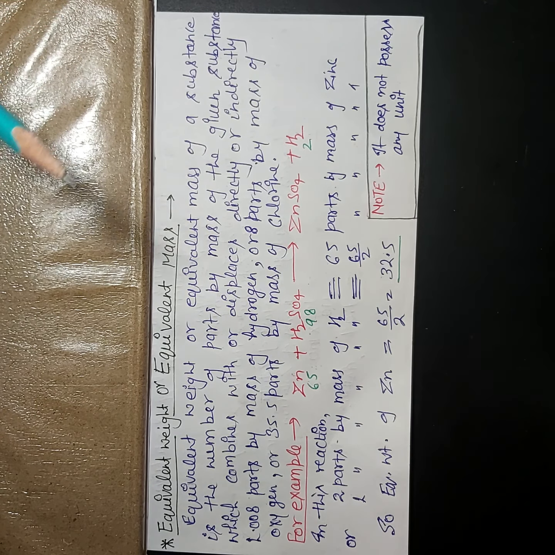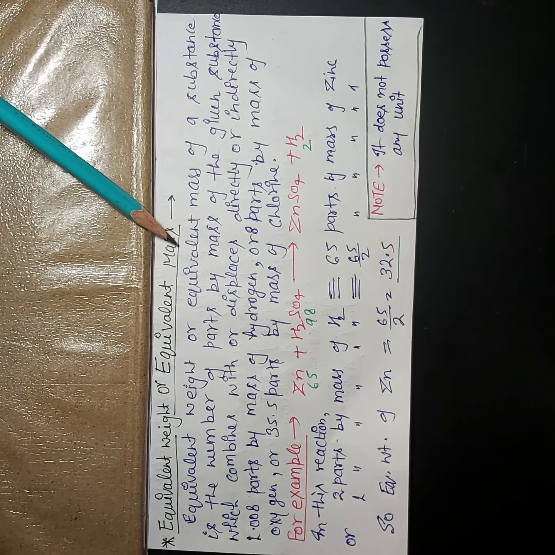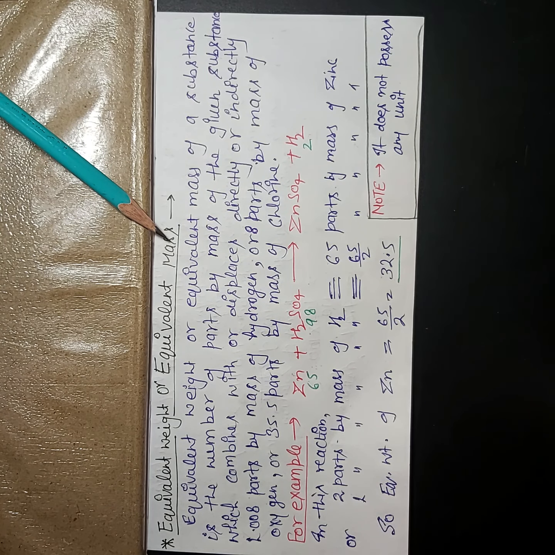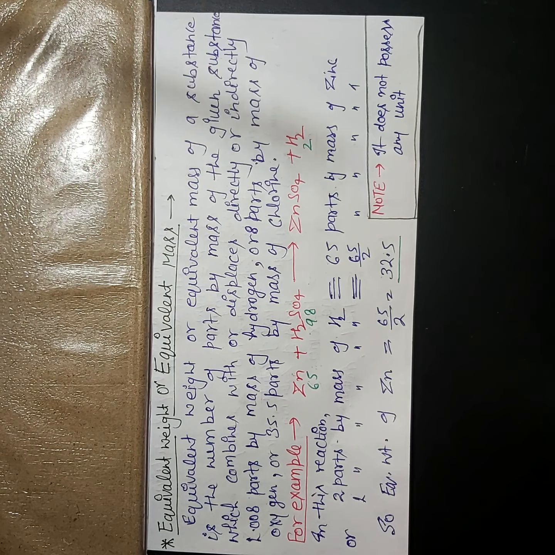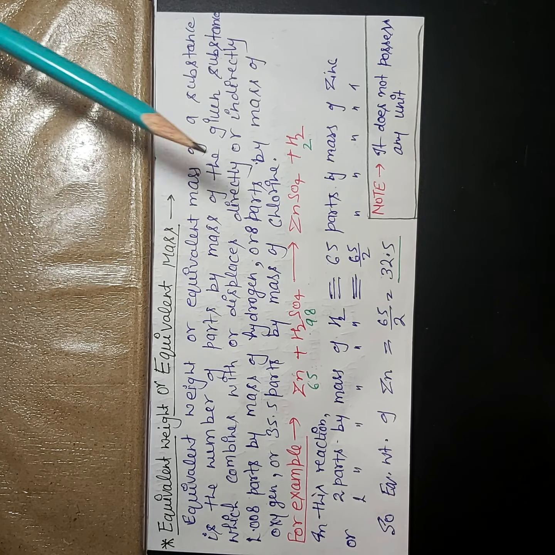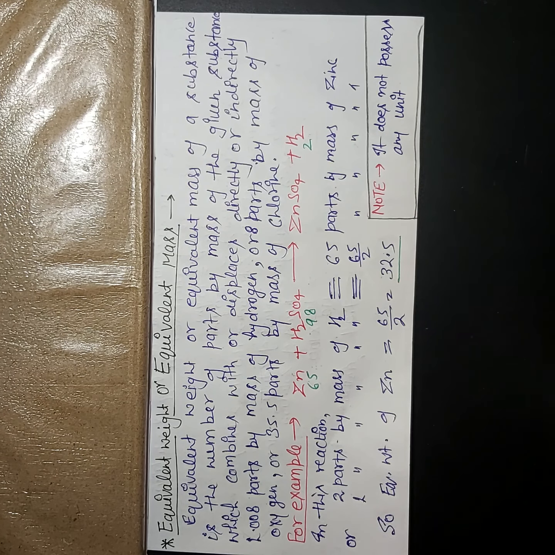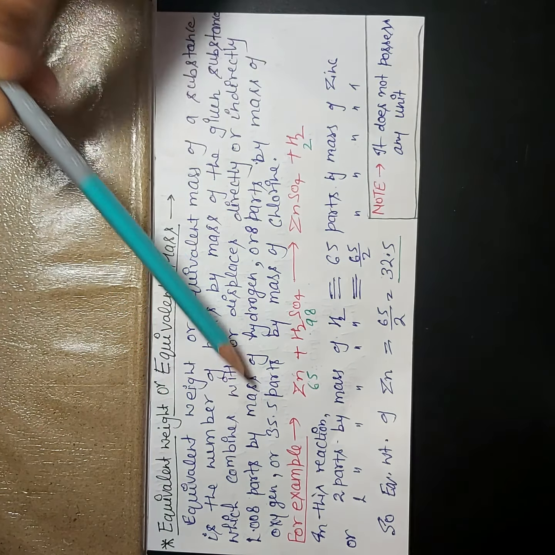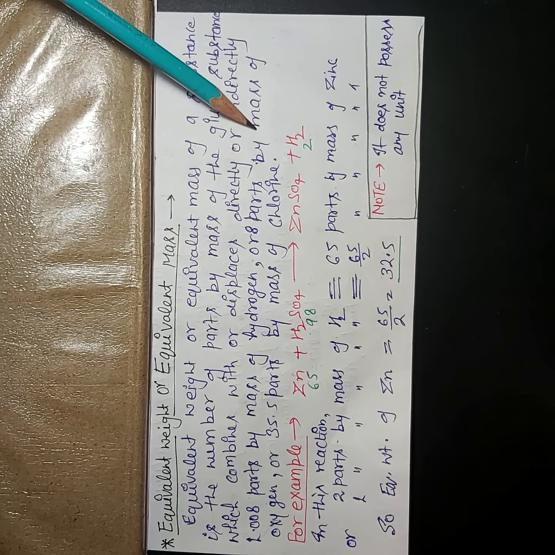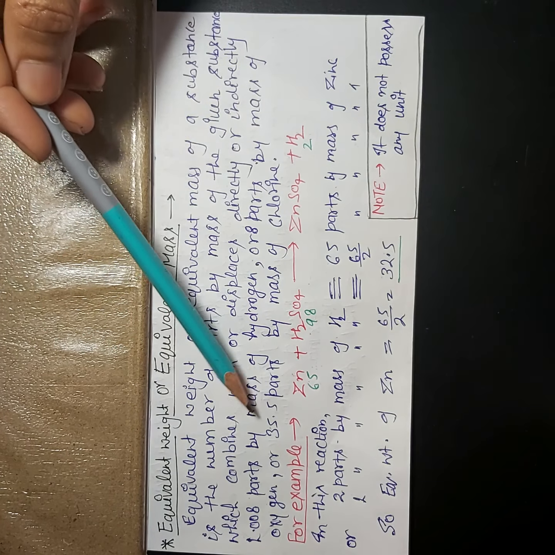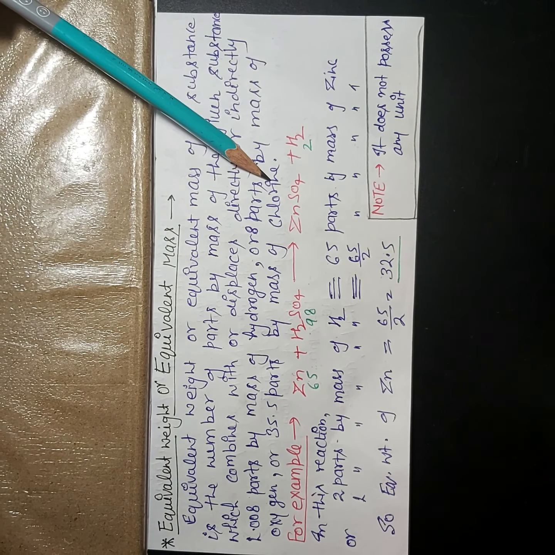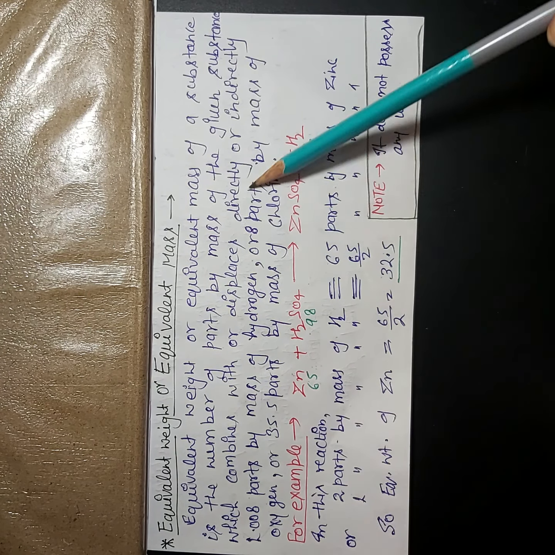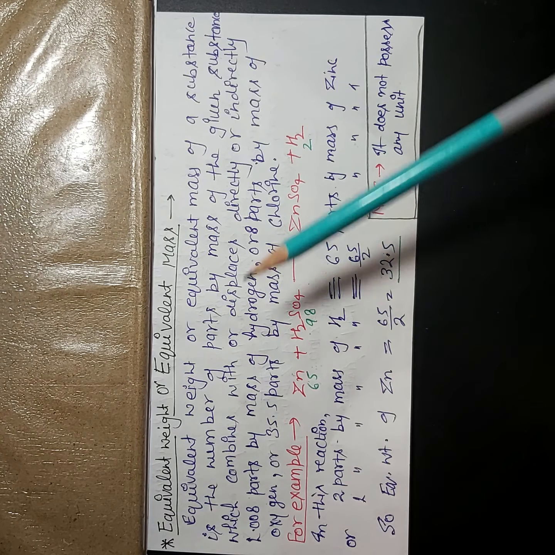So in simple words we can say that the equivalent weight or equivalent mass of any substance is the quantity or mass of that particular substance which can combine with or displace a certain amount of another element. Okay, and that other element can be 1.008 parts by mass of hydrogen, or 8 parts by mass of oxygen, or 35.5 parts by mass of chlorine. So you can calculate equivalent mass by relating it with any of these: hydrogen, oxygen, or chlorine.